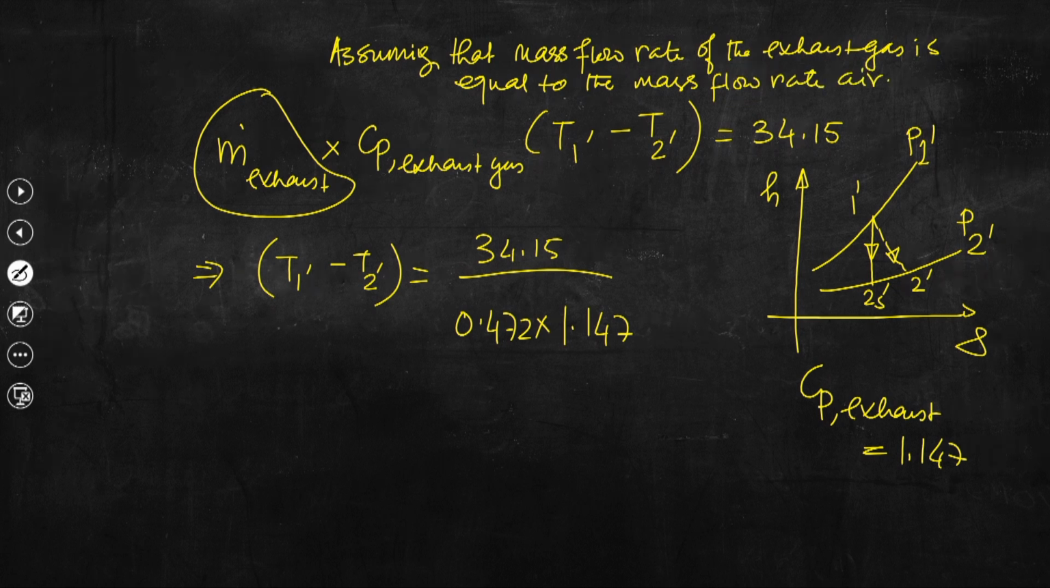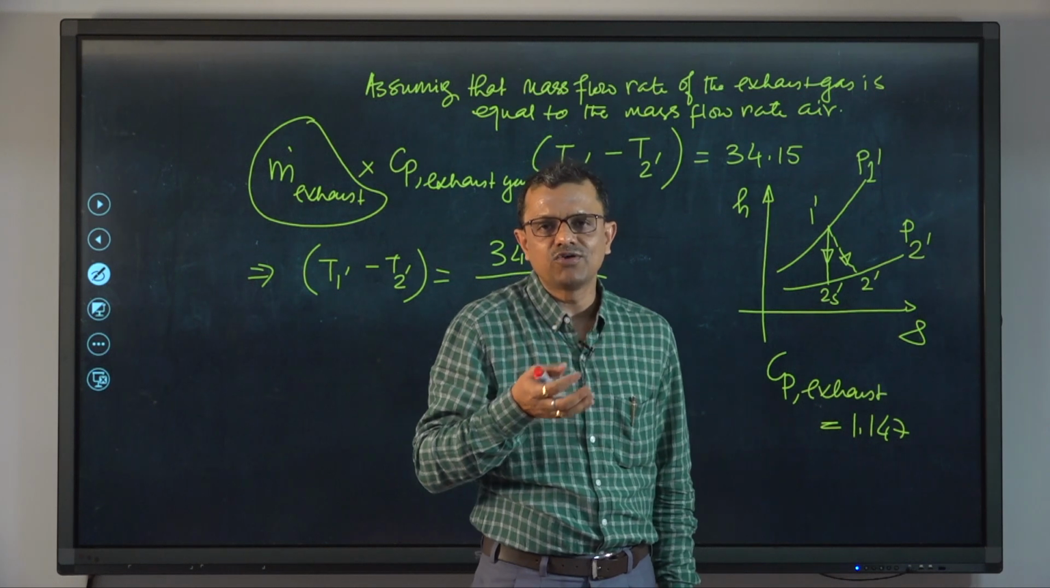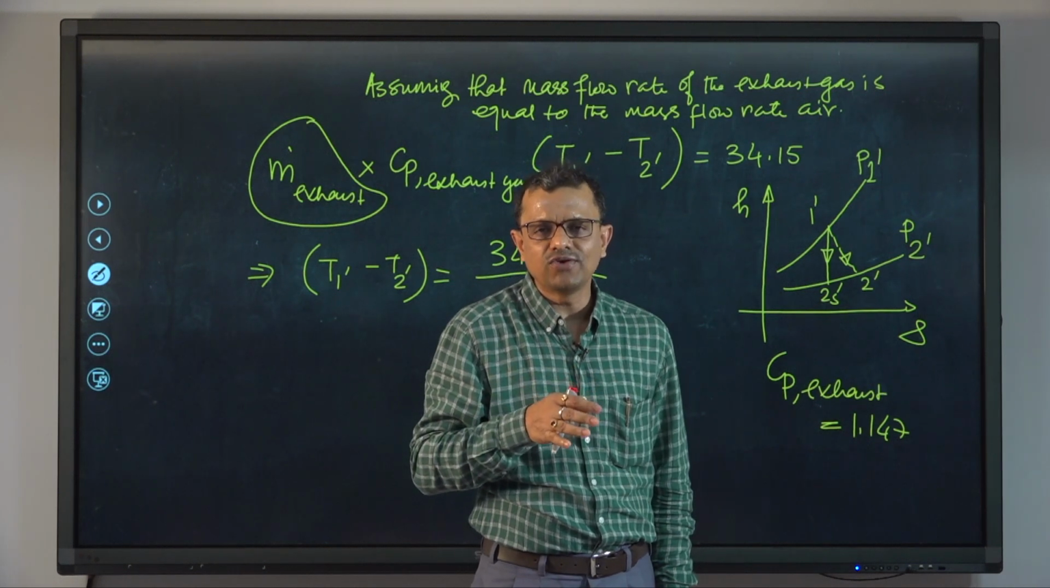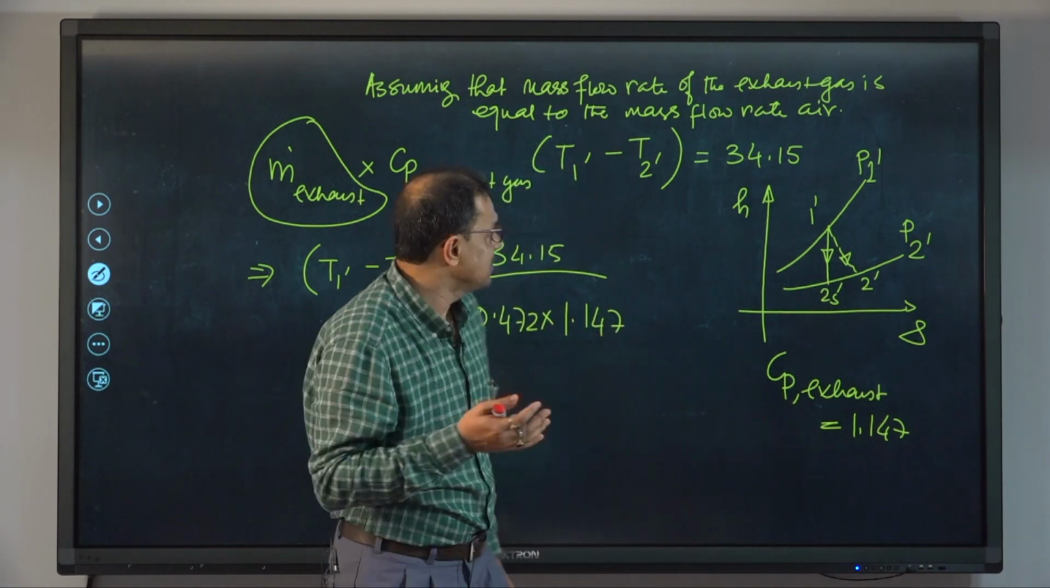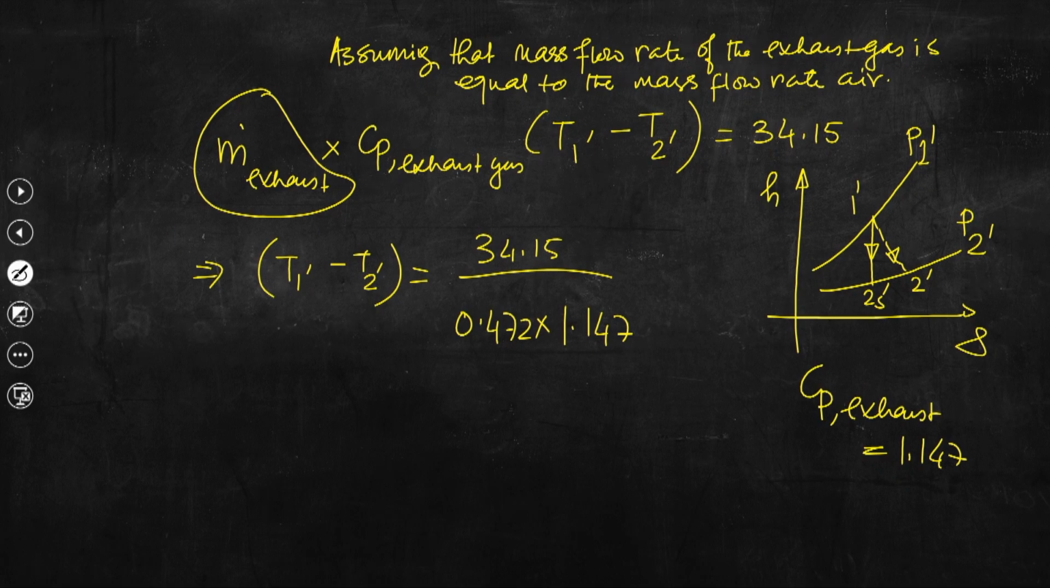Certainly, during intake strokes mass of air will be inducted, then a certain amount of fuel will be sprayed, but the amount of fuel is not very high. So, we are assuming that the mass flow rate of air that is drawn in to the engine cylinder is equal to the mass flow rate of exhaust gas. If that is the case, then we can calculate this is coming as 63.08, and that is equal to T1 prime minus T2 prime, right.